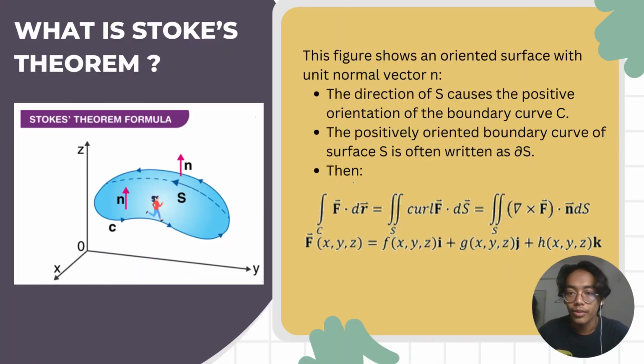So, what is Stokes' theorem? From this figure, it shows an oriented surface with unit normal vector n. The direction of S causes the positive orientation of the boundary curve C. And then, the positively oriented boundary curve of surface S is often written as del S. Also, if the unit normal vector points upwards, it is the positive value.